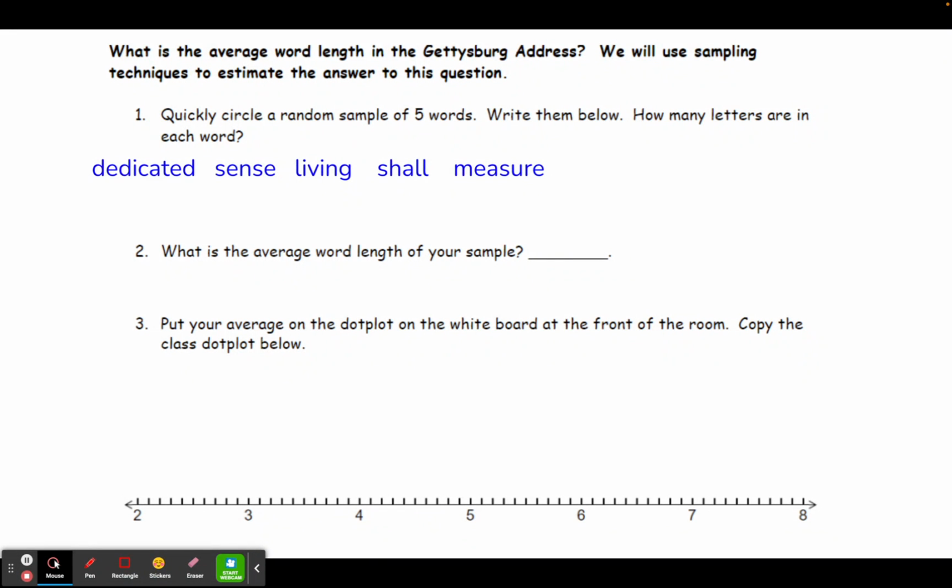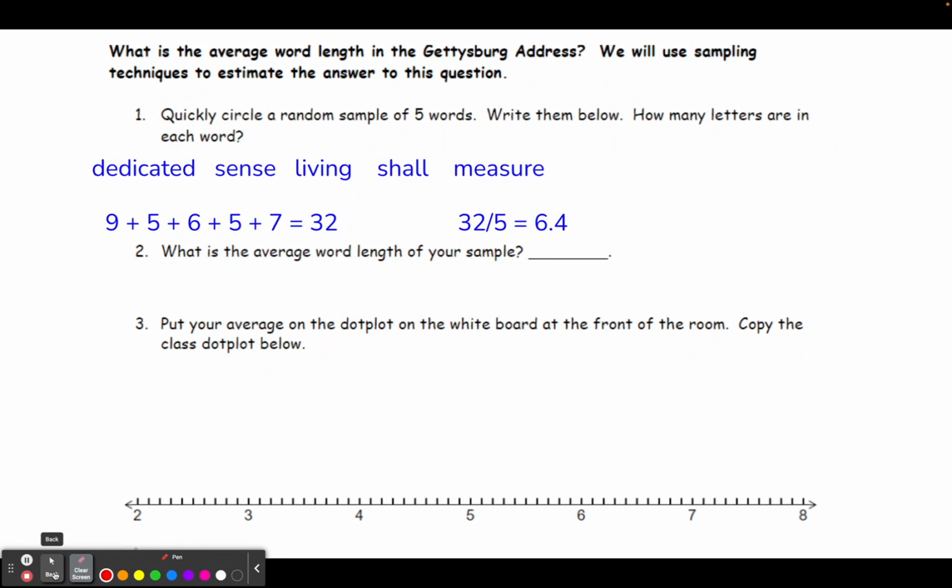Then in each of those words, I'm going to count the number of letters. When I count up the letters in dedicated, for example, there are 9 letters in that word. Sense has 5 letters, living is 6 letters, shall is 5, and measure is 7. So I added up all the letters, divided by 5 to get my average, and my average word length is 6.4 letters per word. On my dot plot, I would put a dot at 6.4, right there. And you can do the same thing for your average.